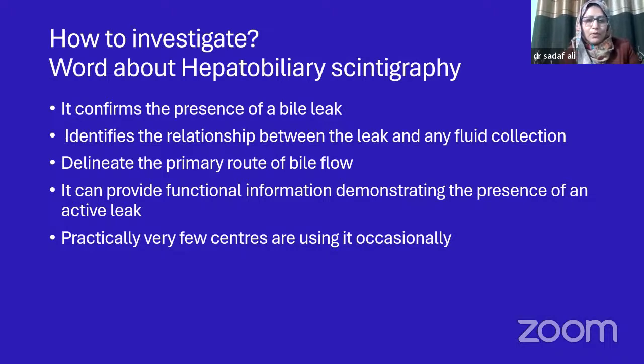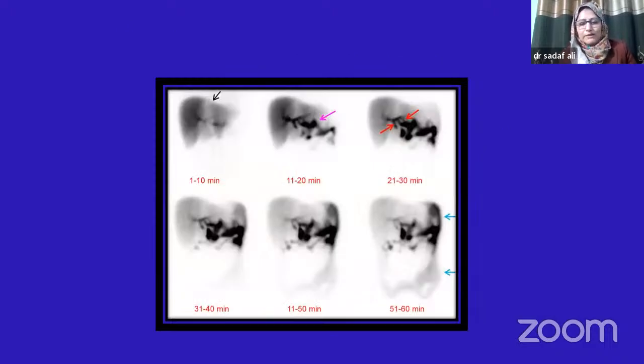A word about hepatobiliary scintigraphy. HBS would actually confirm the bile leak. It's a very good investigation. It will show us a definite relationship between the leak and any fluid collection over there. Because if it is bile, you come to know with the HIDA scan, it delineates a primary route of bile flow. It provides you functional information once there's an active leak going on. But practically, very few centers are using it because of the cumbersomeness involved, where you get MRCP done in minutes, you have to do it over hours.